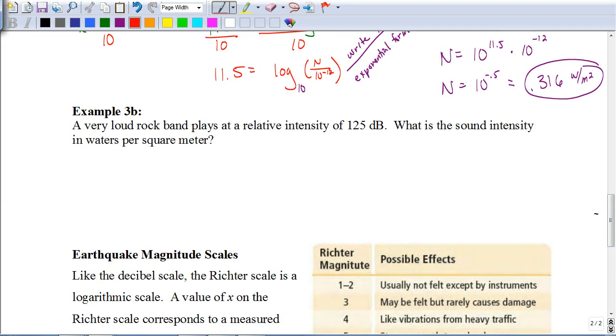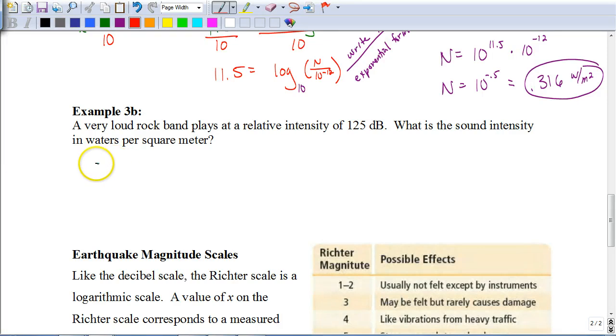Why don't you try this next one on your own? A very loud rock band plays at a relative intensity of 125 decibels. What is the sound intensity in watts per square meter? So again, you reuse that same formula and solve it for n. So pause the video and hit play when you're ready to check your answer.